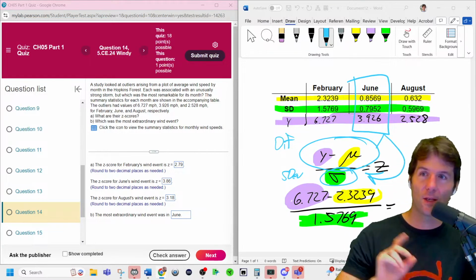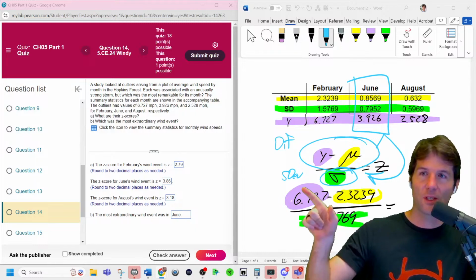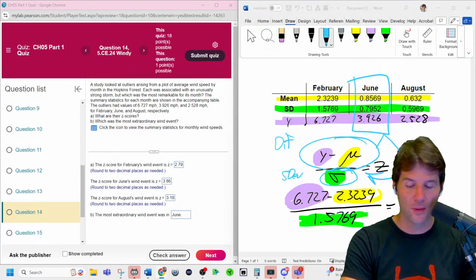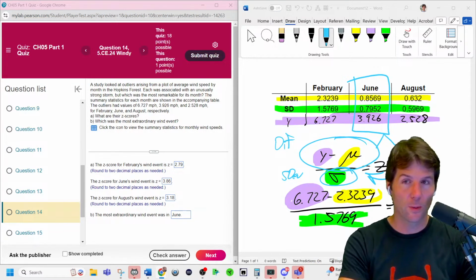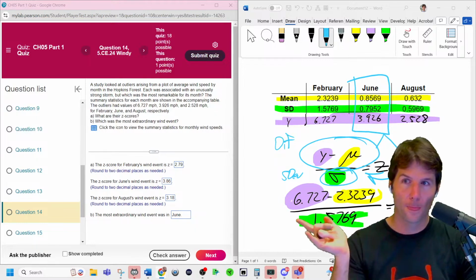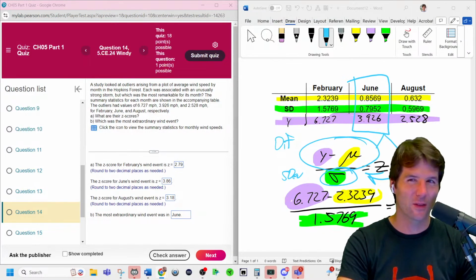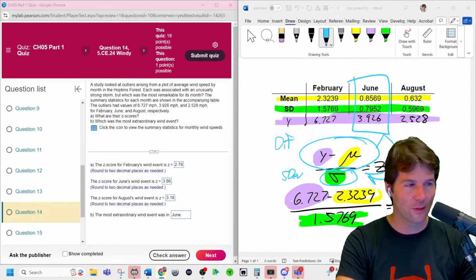Yep, you just take observation minus mean over standard deviation and do it 3 times, once for each month. And then the one with the most extraordinary value will be the z-score that's the highest. So the most extreme. It doesn't go negative, so they're just asking for the highest z-score value.